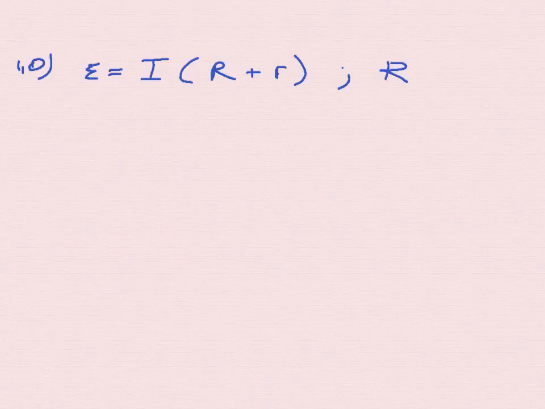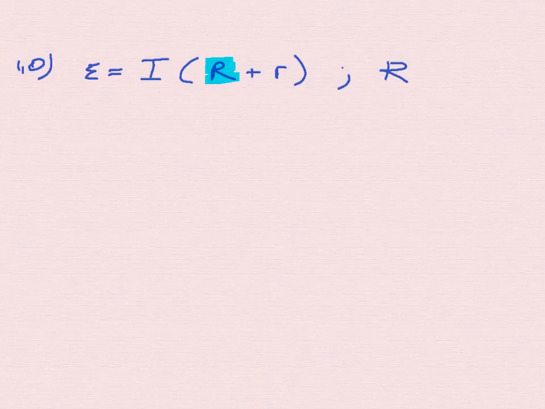Number 10 is a bit of a weird formula. You will notice that there's an E, there's an I, capital R, and lowercase r. You were asked to solve for the capital R. The capital R is trapped inside of a bracket. Therefore, your job is going to be to clear the bracket first.